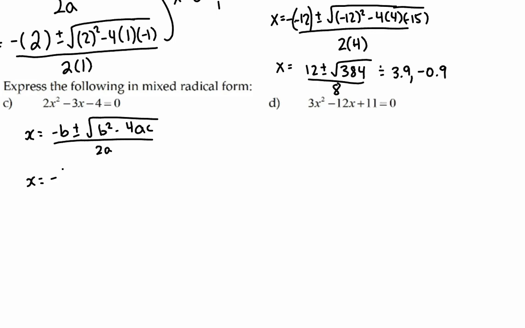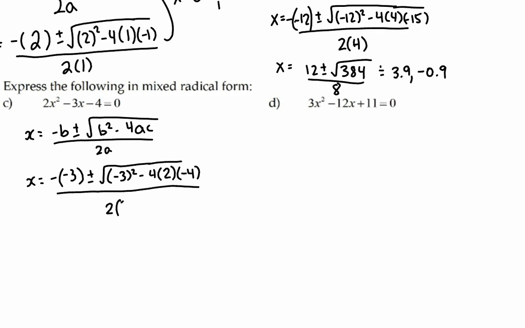Okay, what's my b value? Negative 3. So if you're careful enough, you can just go 3 plus or minus the square root, b squared, so negative 3 squared. This is why I use brackets when I sub. Minus 4 times our a value is 2, our c value, negative 4, all over 2 times a, 2 times 2.